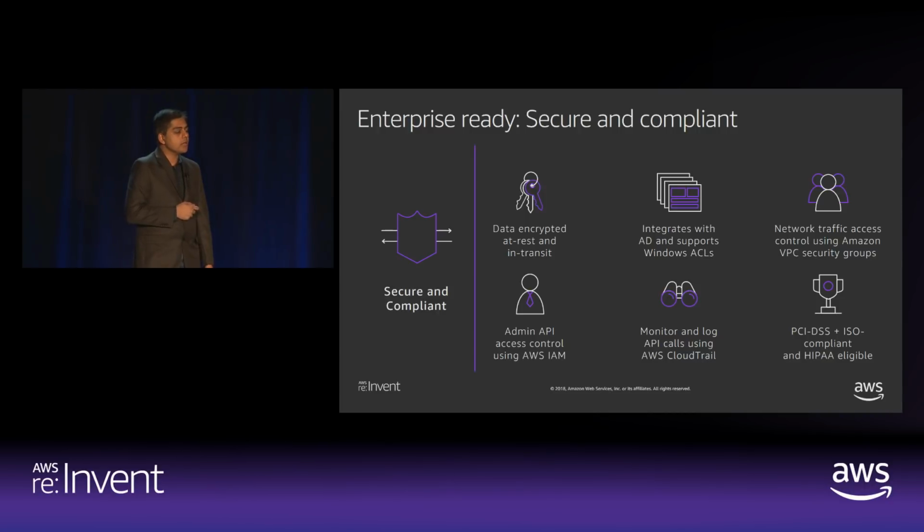And then you can also control who has access to the API within the service, meaning that you can control who can do administrative activities like creating file systems, deleting file systems, taking backups, and so on. And this you can do using the integration that we provide with Identity and Access Management Service, or IAM. You can also monitor and log API calls using the integration that we provide with AWS CloudTrail.